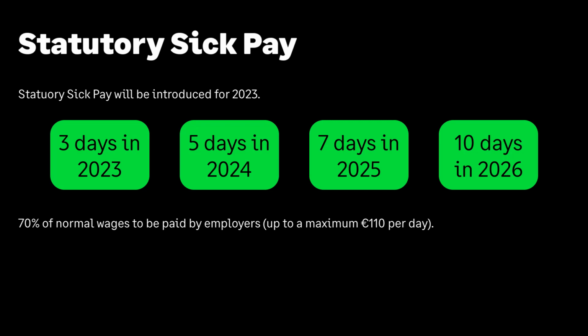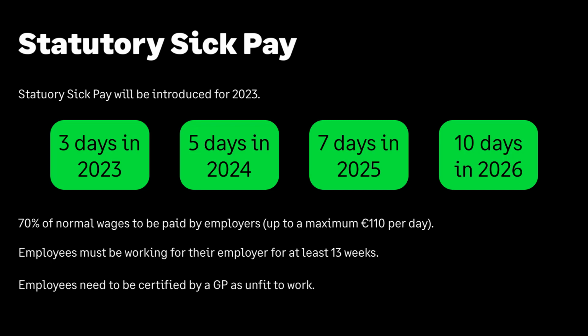Statutory sick pay is paid by the employer and is 70% of the usual wages, up to a maximum of €110 per day. To qualify for this, the employees must have worked for the employer for at least 13 weeks. A GP must certify that the employee is unfit to work. If you're unsure whether the employee qualifies for statutory sick pay, you can check the qualifying criteria with Revenue.